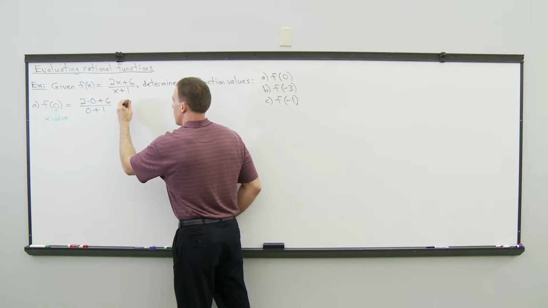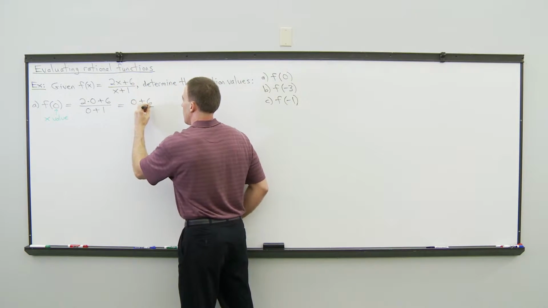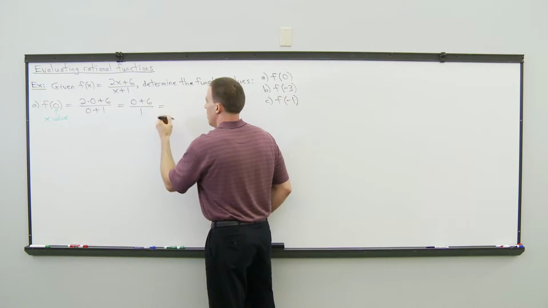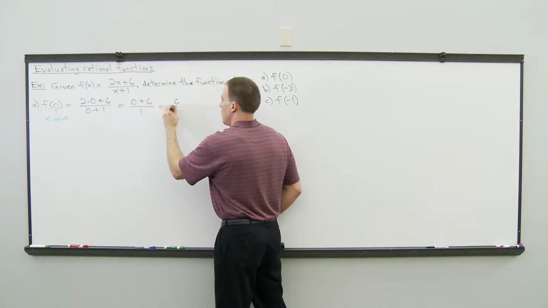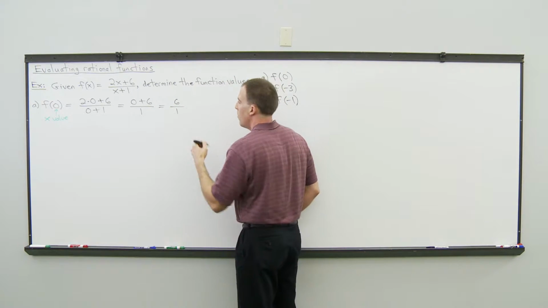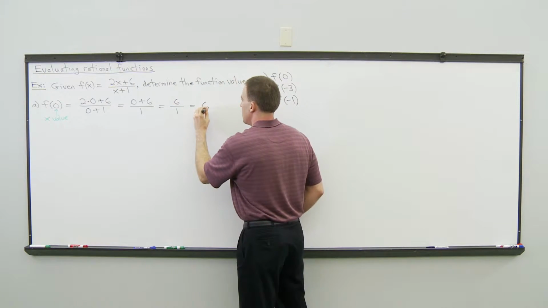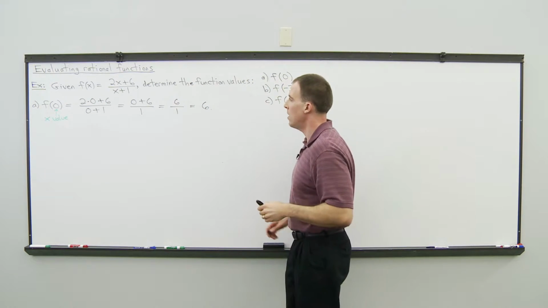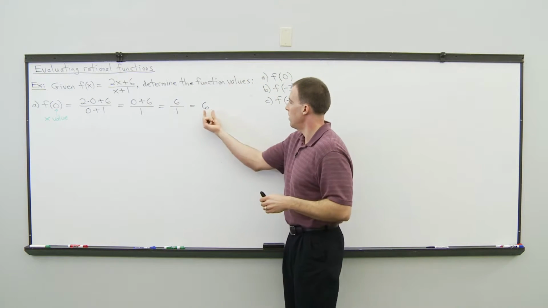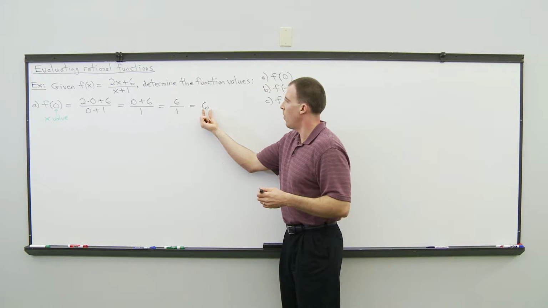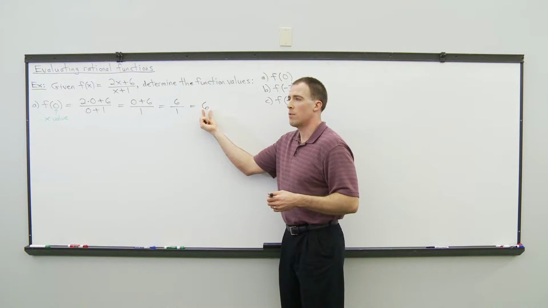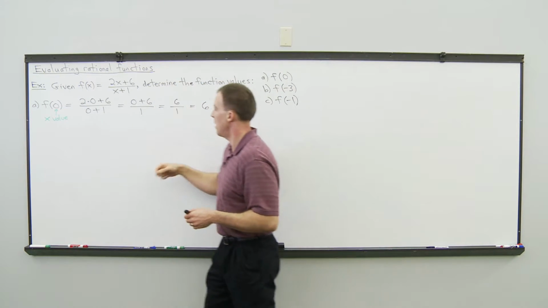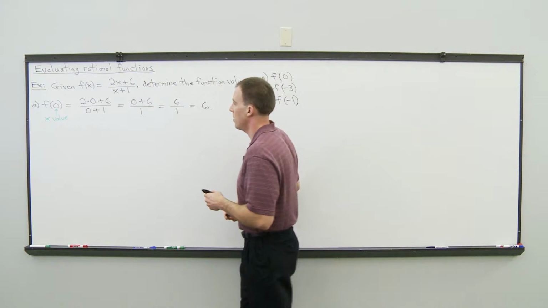2 times 0 is 0, so we have 0 plus 6 divided by 0 plus 1 is 1. So 0 plus 6 in the numerator is 6. We've got 6 divided by 1, which simplifies to 6. So f of 0 is 6. This is the y value effectively on the graph of the function. When x is 0, the function output is 6, and that corresponds to the y value.